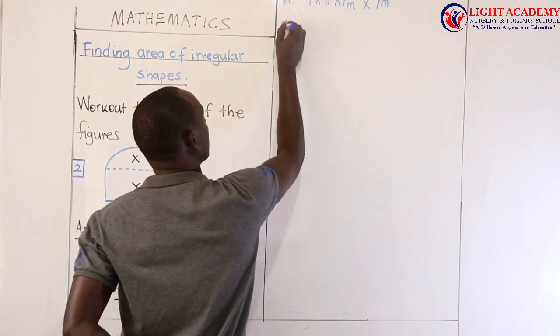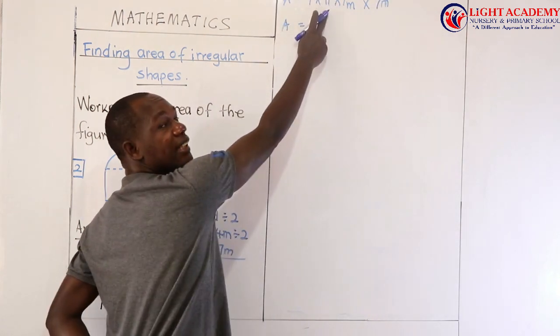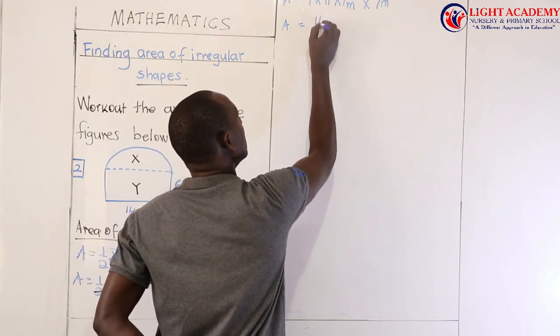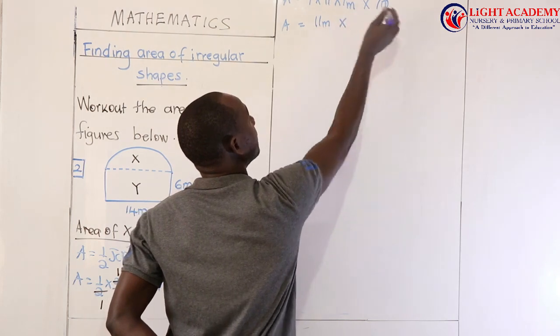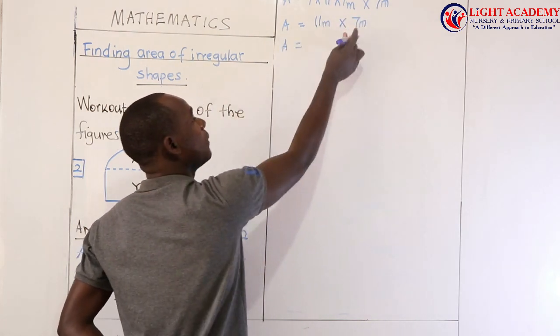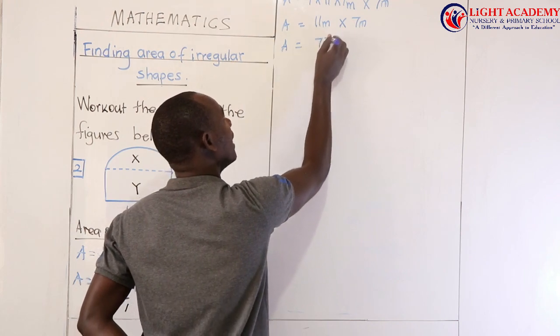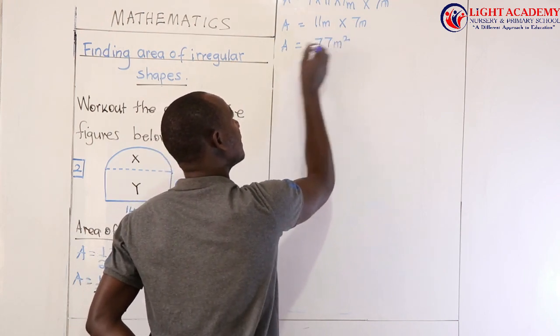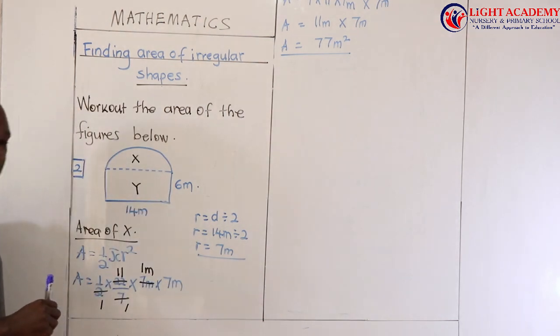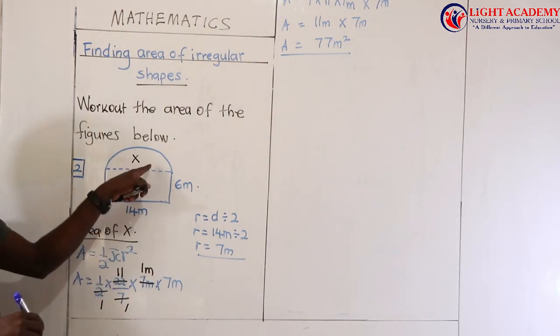And your area will be equal to 1 times 11 is 11. And 11 times 1 meter you get 11 meters. Then times the 7 meters. And your area will be equal to 11 times 7, you get 77 square meters. It's the area of the upper semicircle. We already worked out the area of the upper one.